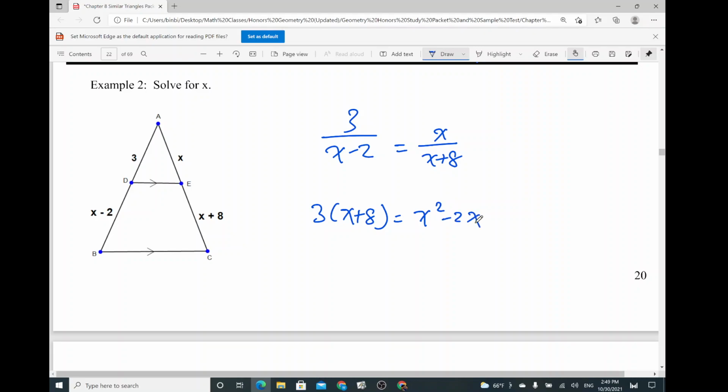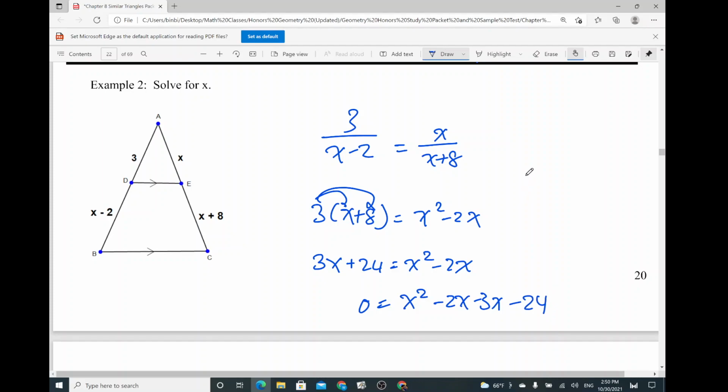So quadratic equation, that means we need to bring everything together to one side, distribute first. So we got 3x plus 24 equals x squared minus 2x. Combine everything together, bring everything to one side, so we got x squared minus 2x minus 3x minus 24. So x squared minus 5x minus 24 equals 0. And this one is factorable, so x minus 8 times the quantity of x plus 3.